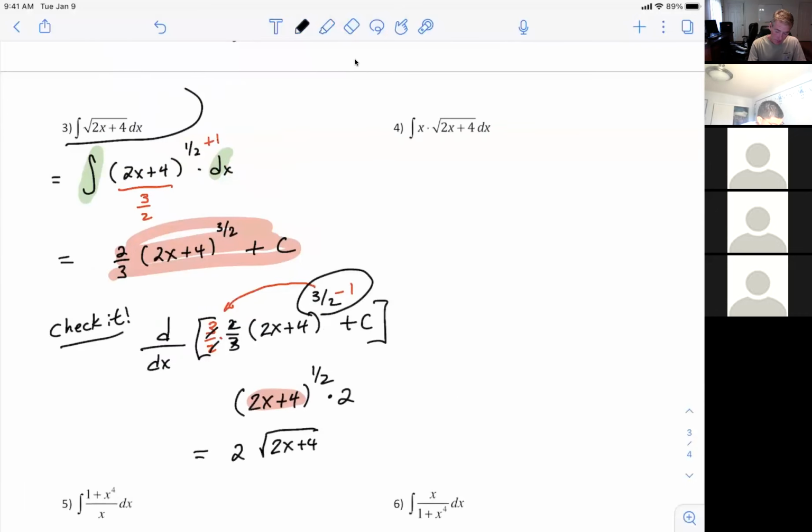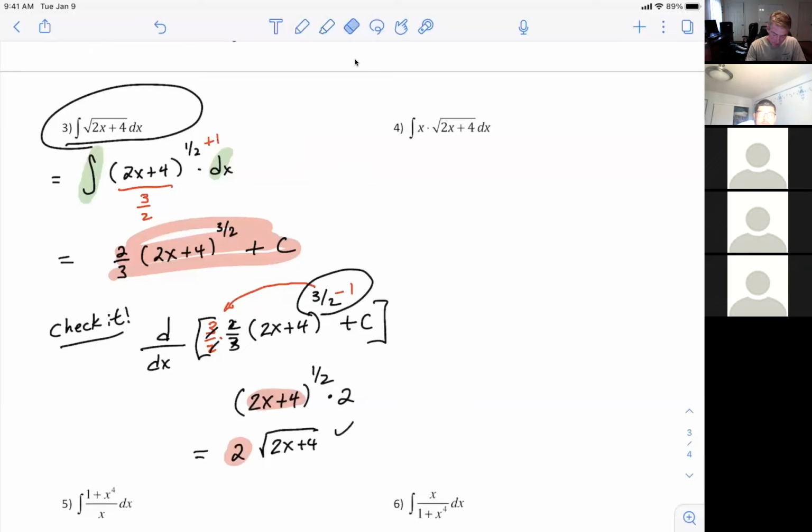And if you look at the original problem, it was supposed to have the square root of 2x plus 4, so that's right. But it was not supposed to have this extra 2. So then I go, whoa, it's a good thing I checked my answer, because I have an extra 2 in the problem and I somehow need to get rid of that.